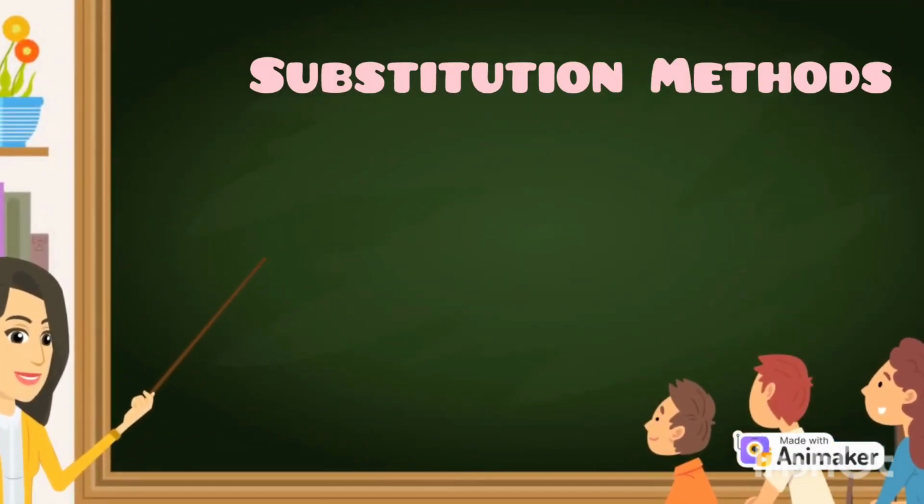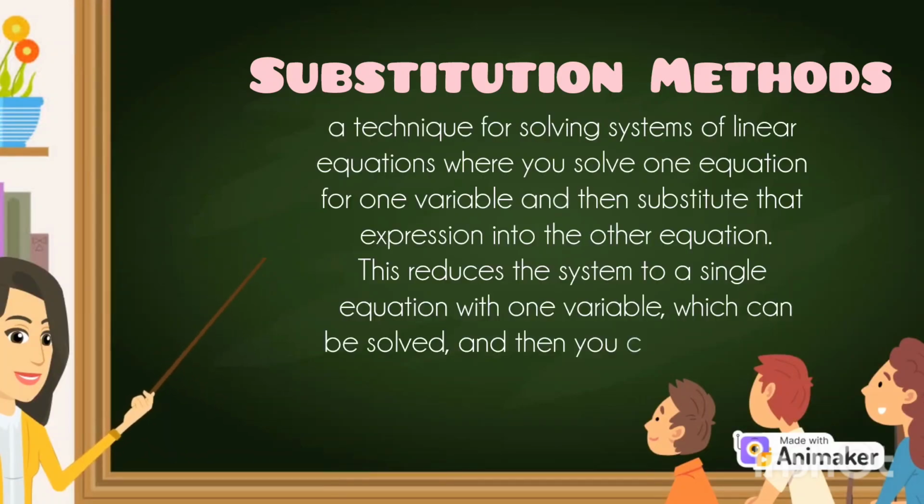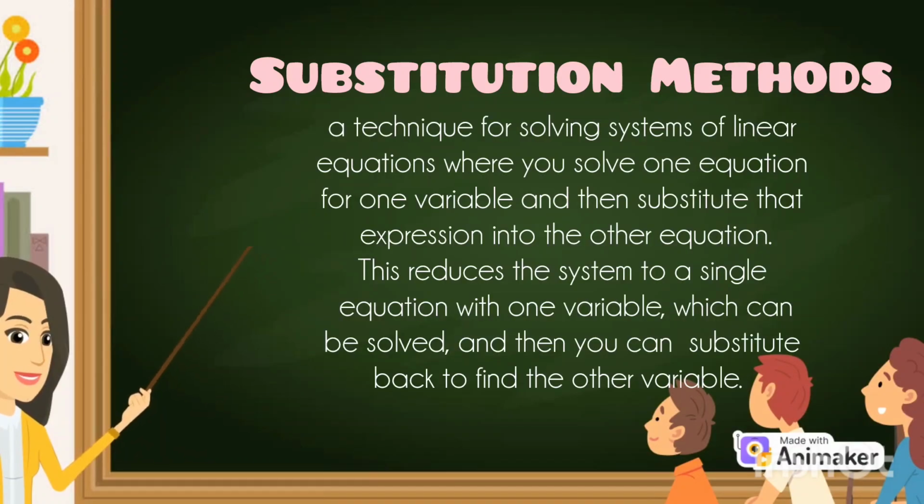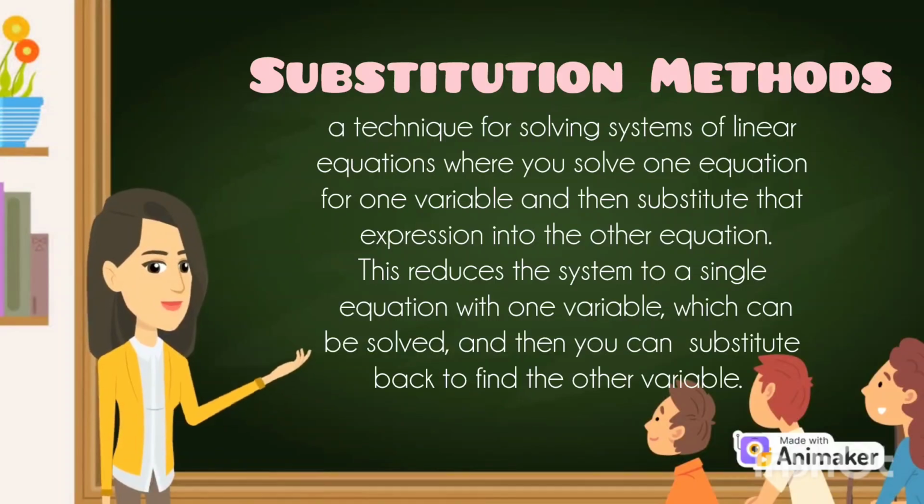First, we have the substitution method. It is a technique for solving systems of linear equations where you solve one equation for one variable and then substitute that expression into the other equation. This reduces the system to a single equation with one variable, which can be solved, and you can substitute back to find the other variable.